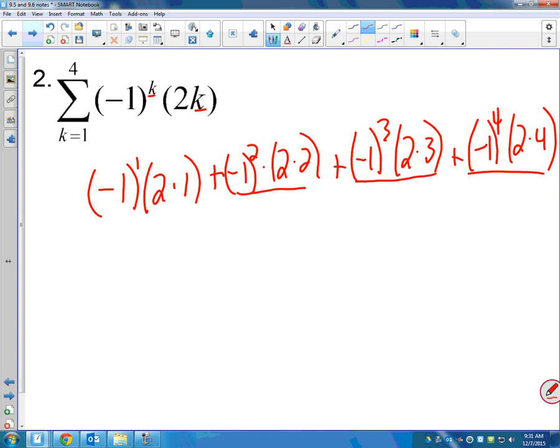And definitely you can use your calculator. Definitely you don't have to show as much work if you don't want to, but I just want to show you where those numbers are coming from, the 1 through 4, and I'm just plugging it into that formula. So on this one I would get negative 2.